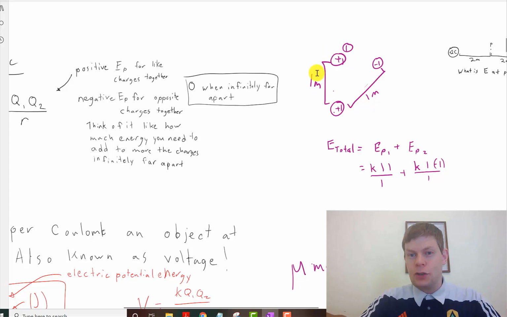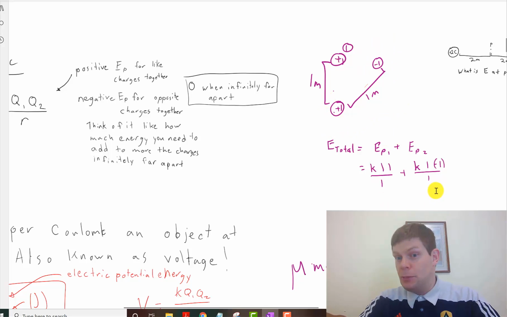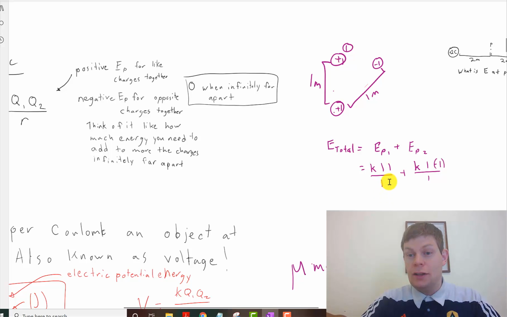So if we had this arrangement of particles and we just wanted to figure out the total potential energy of this guy because of these other two, we just have to figure out what the potential energy is due to these two and the potential energy due to these two, and add them up. Just straight adding, no triangles, no anything like that. And it does not matter the arrangement.